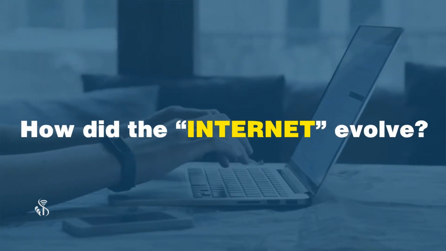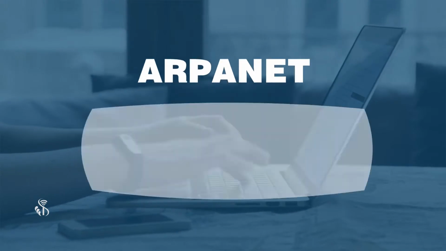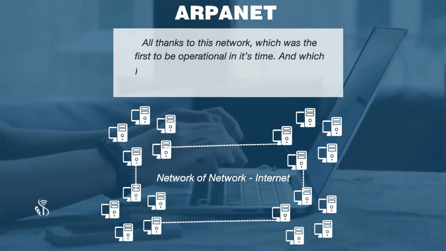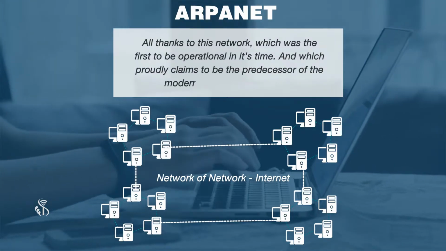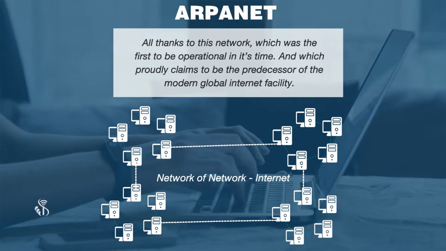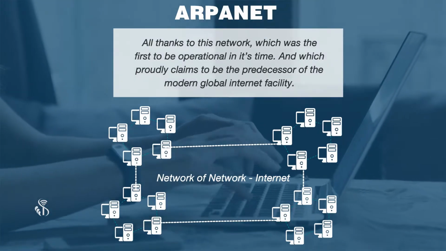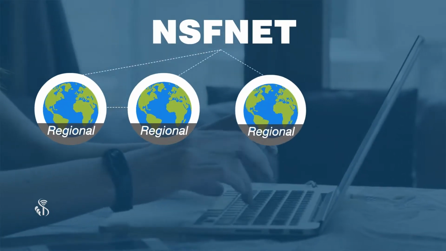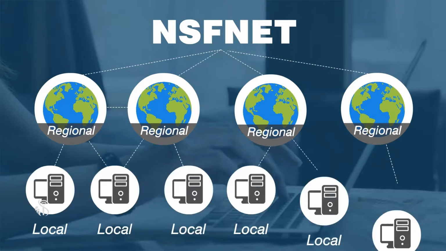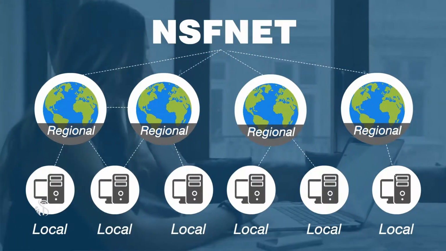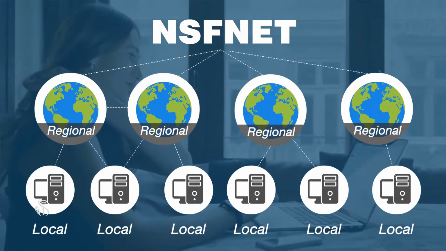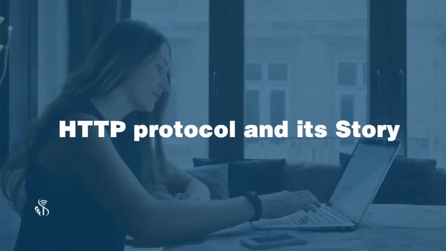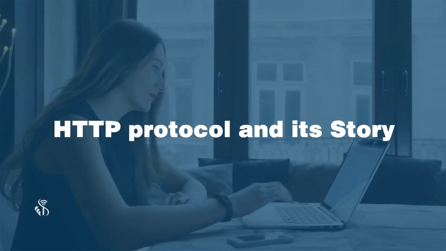How did the internet evolve? ARPANET. All thanks to this network, which was the first to be operational in its time and which proudly claims to be the predecessor of the modern global internet facility. NSFNet. The first of its kind local area network set up by connecting different workstations at Stanford University. This network was also called the Stanford University Network.